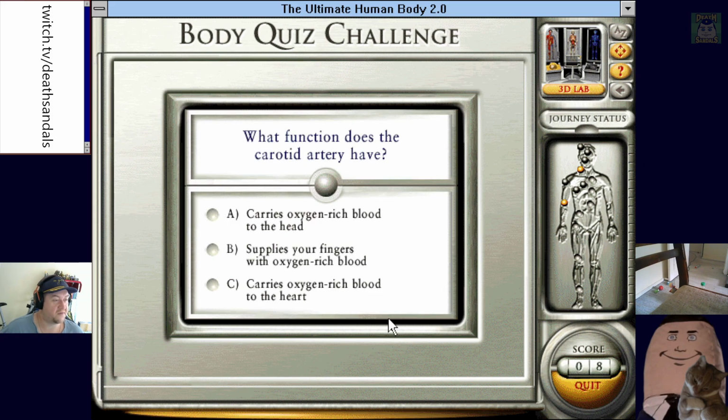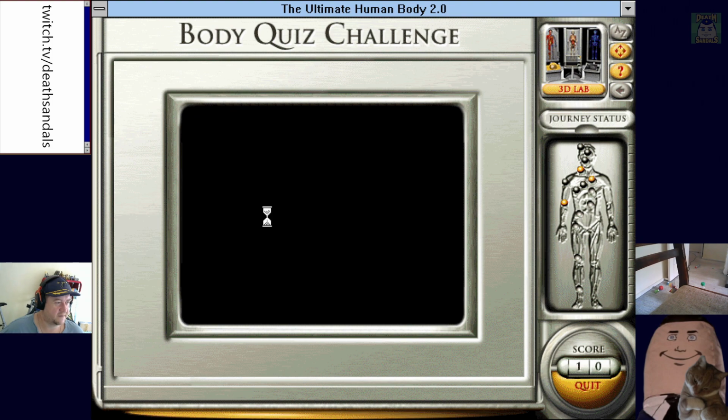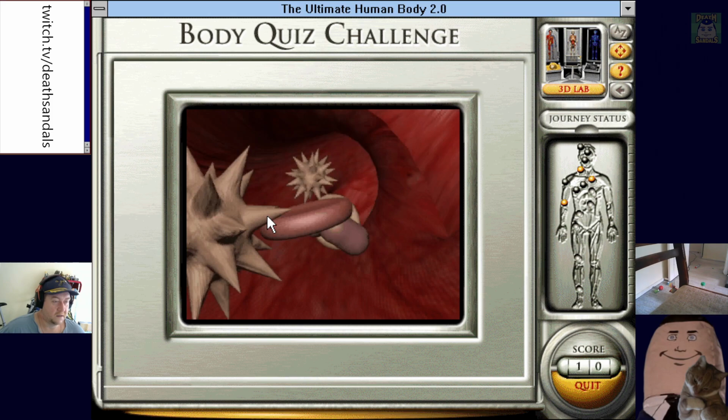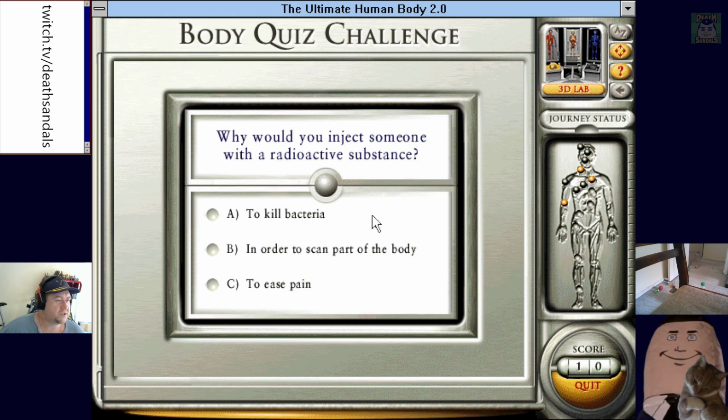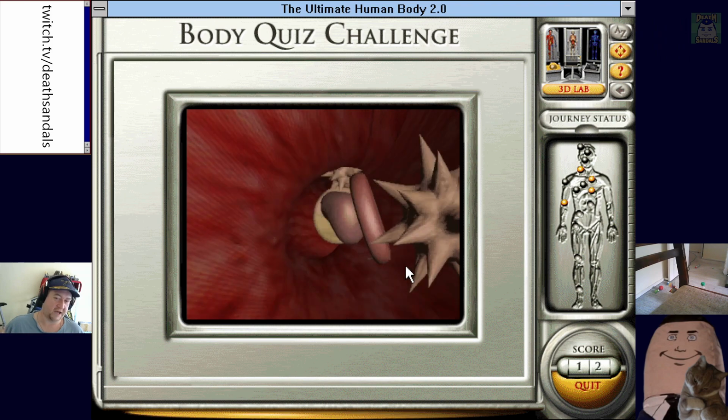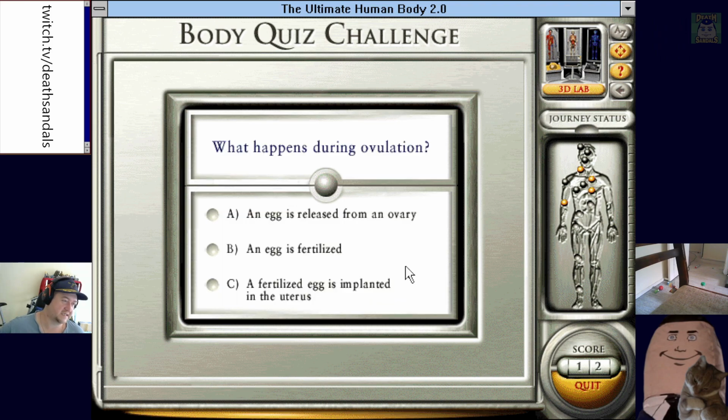Yep, still going through that blood. What function does the carotid artery have? I'm pretty sure it carries oxygen-rich blood to your head, because that's the one up in your neck. That's the one you don't want to open up. Why would you inject someone with a radioactive substance? I thought it was to kill them. That's one way of doing things. Kill bacteria. I believe it's to scan them, because you can put a radioactive dye in, and that shows up on scans.